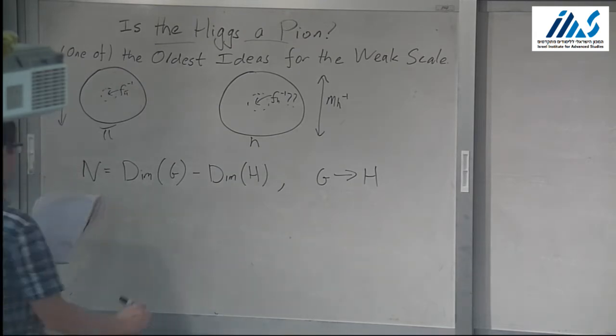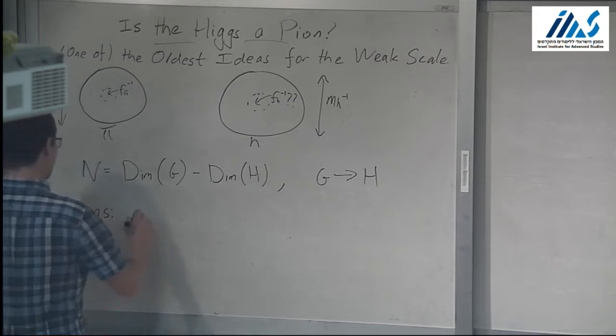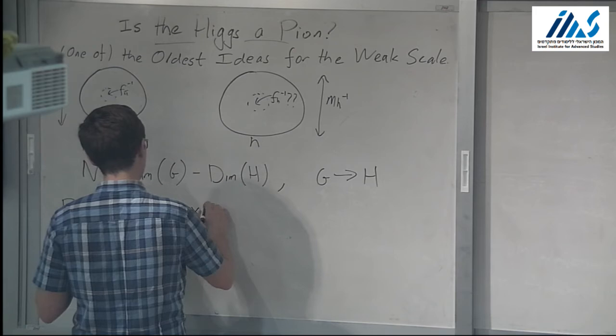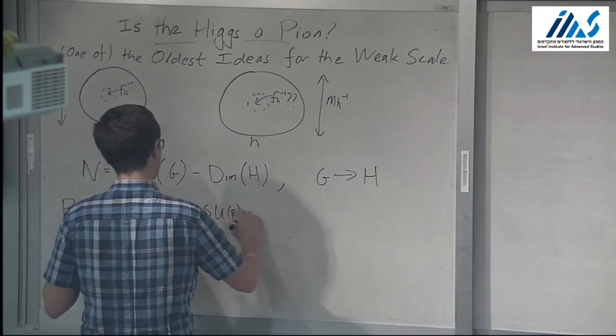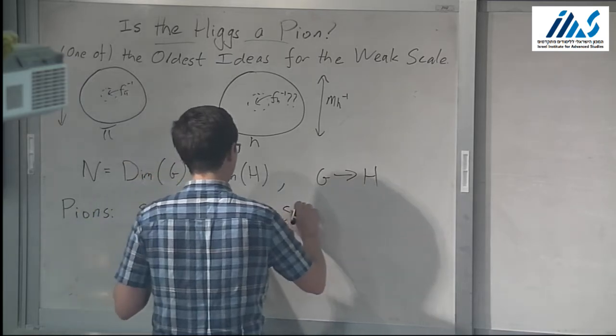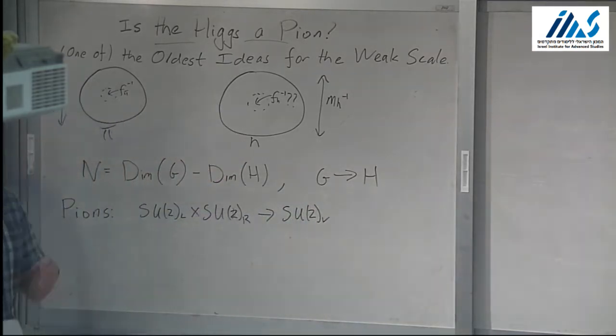And for the pions, what happens is that we're going from SU2 left, SU2 right, to SU2 vector. So this is the spontaneous symmetry breaking pattern. Where does this happen is that we can see that we have a pair.